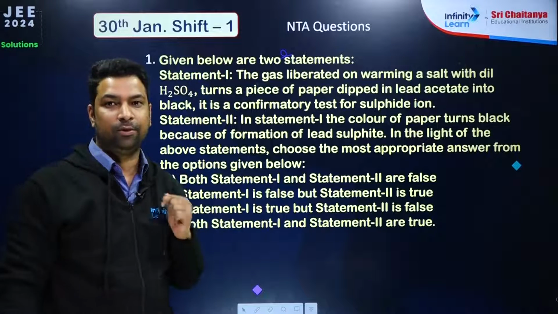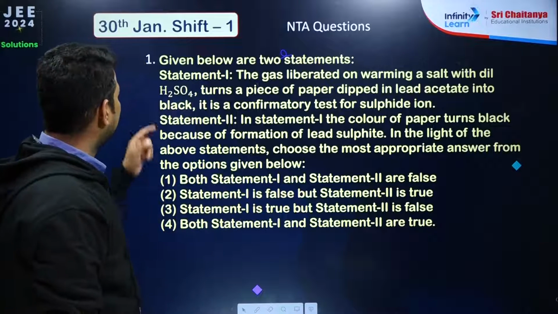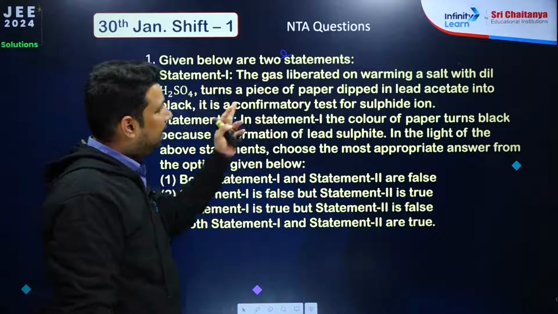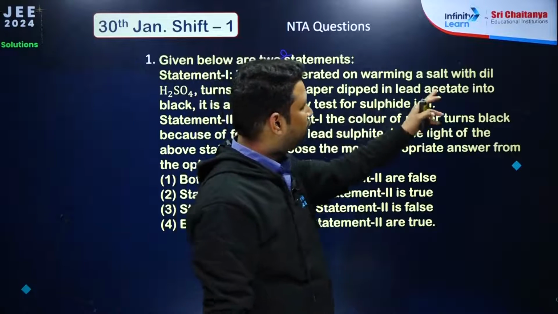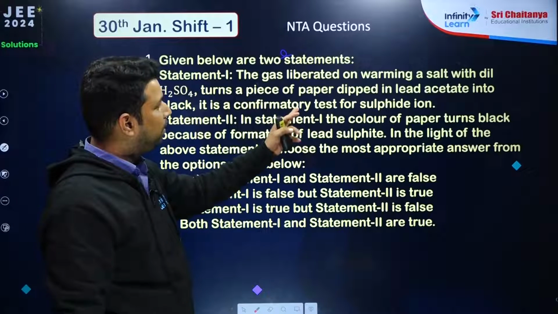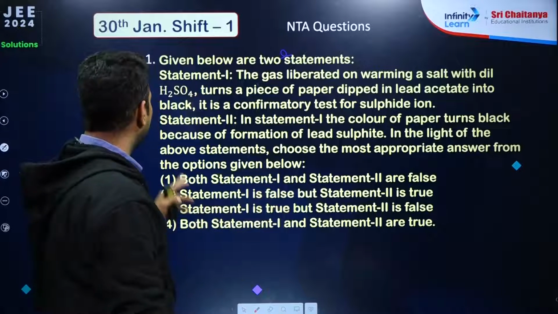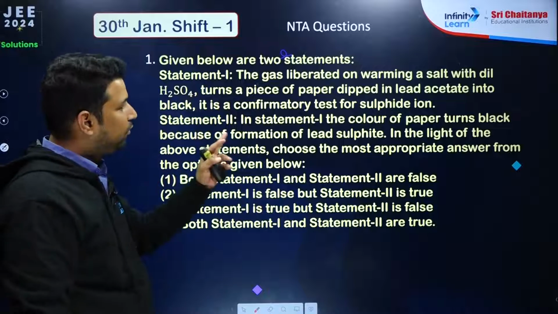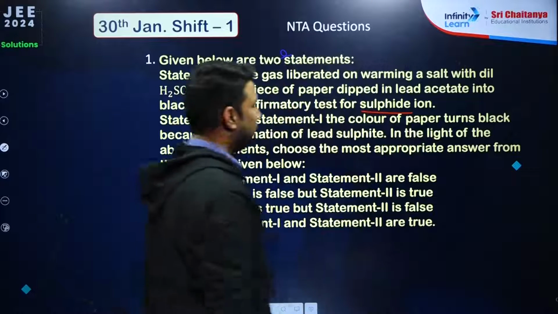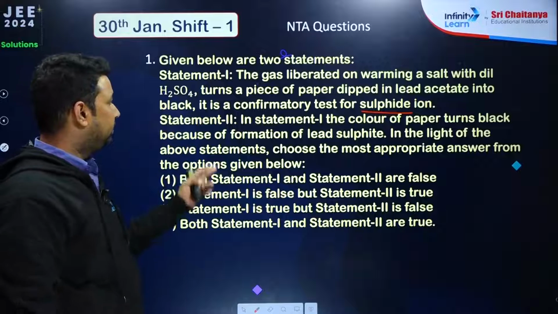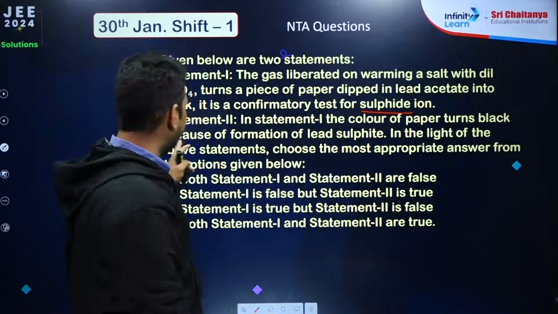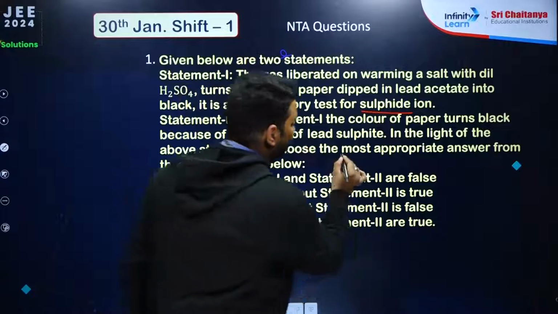So the first question: given below are two statements. Statement 1: the gas liberated on warming a salt with dilute H2SO4 turns a piece of paper dipped in lead acetate black. It is a confirmatory test of sulfide ion. Next, statement 2 says the color of paper turns black because of the formation of sulfide.